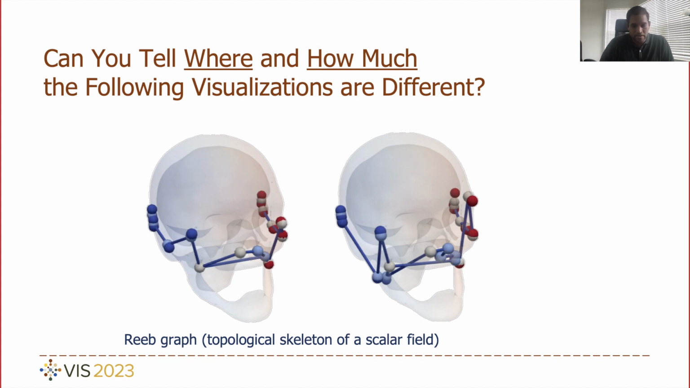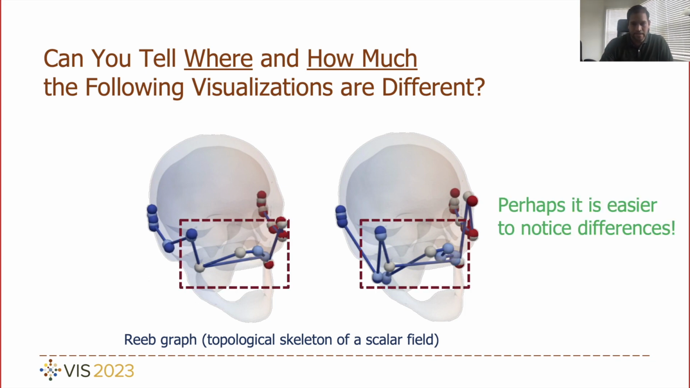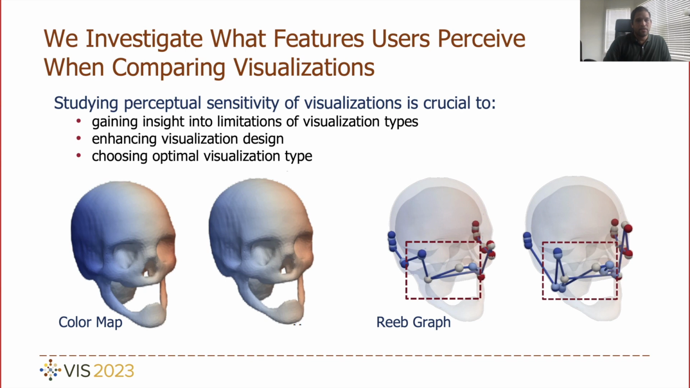And how about these Reeb graph visualizations, which convey the topological skeleton of a scalar field? Perhaps it's easier to notice significant differences in the regions marked by dotted boxes. Thus, we investigate what features users perceive when comparing visualizations. We believe that studying such perceptual sensitivity of visualizations is crucial to gaining insight into limitations of existing visualization types, which can provide cues into enhancing visualization design and systems to provide better insights into the data.